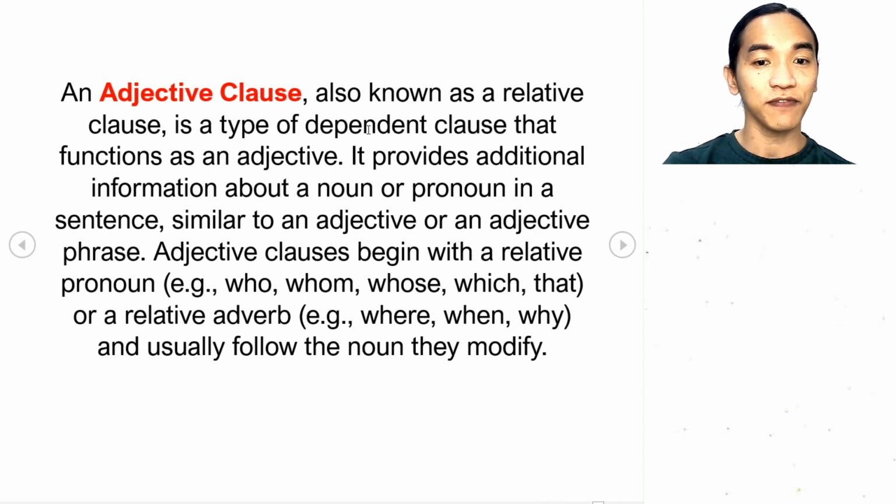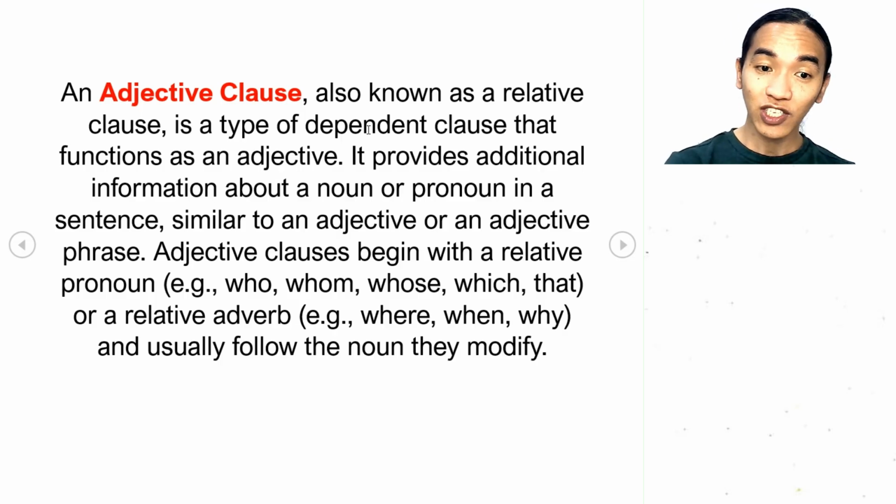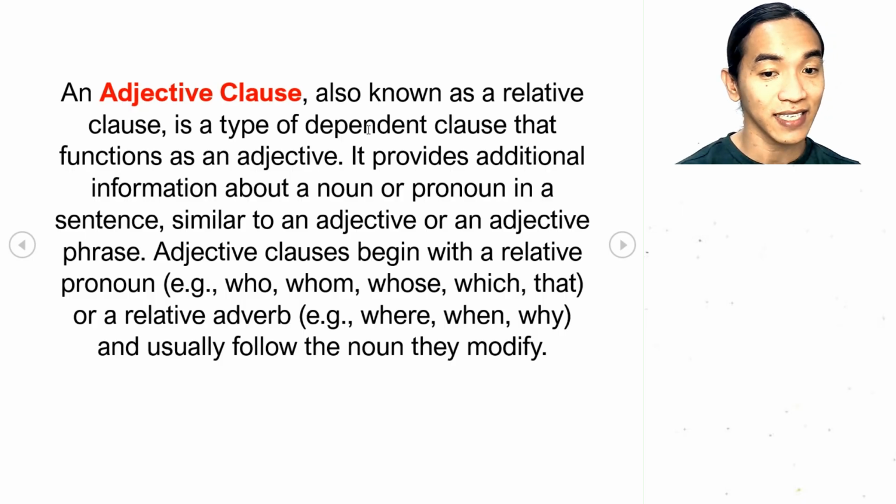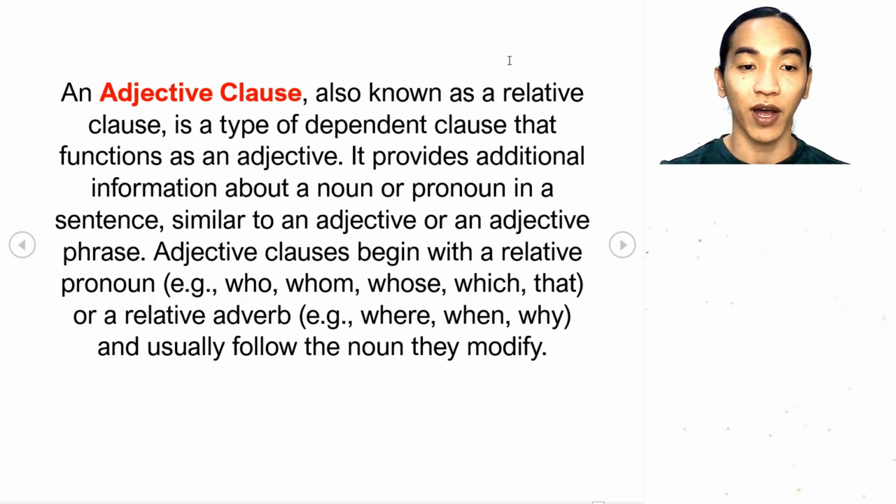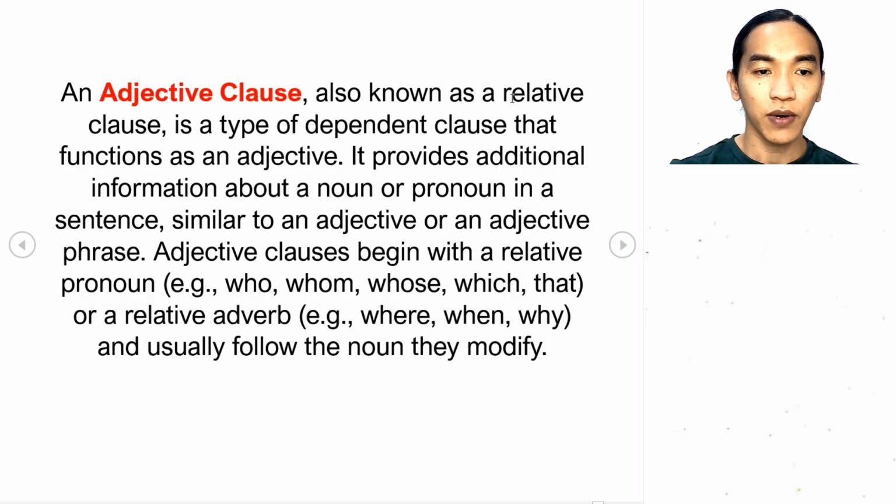Now, let's first define what an adjective clause is. An adjective clause, also known as a relative clause, is a type of dependent clause that functions as an adjective. It provides additional information about a noun or a pronoun in a sentence, similar to an adjective or an adjective phrase. Adjective clauses begin with a relative pronoun (who, whom, whose, which, that) or a relative adverb (where, when, why), and usually follow the noun they modify. As simple as this, an adjective clause is like a complete sentence. It has a subject, a verb, and a predicate.